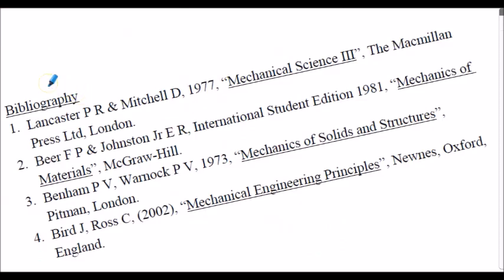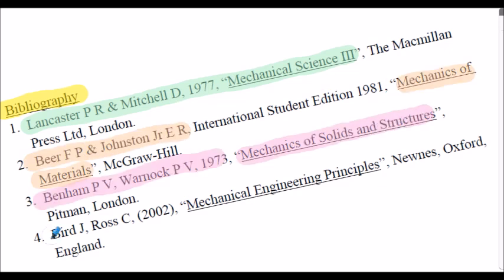Here's the bibliography used to help generate this presentation. Some very good textbooks listed here. I remember well using some of these textbooks on my technician engineering studies and also on my degree studies, as well as a more recent textbook.